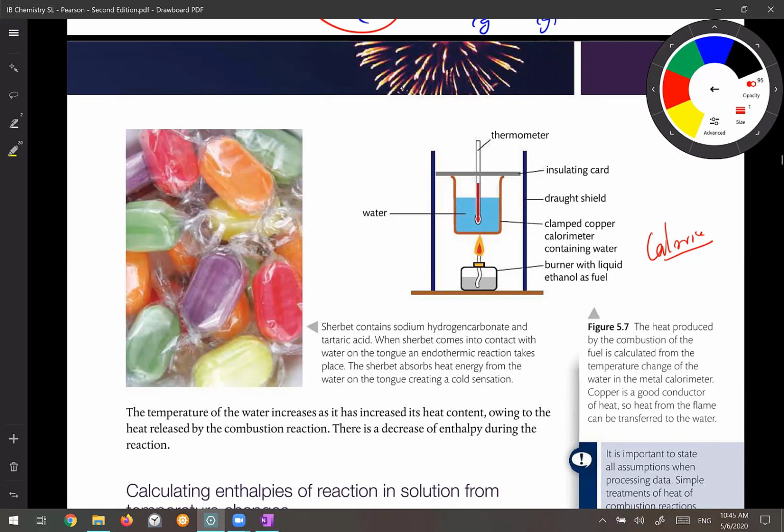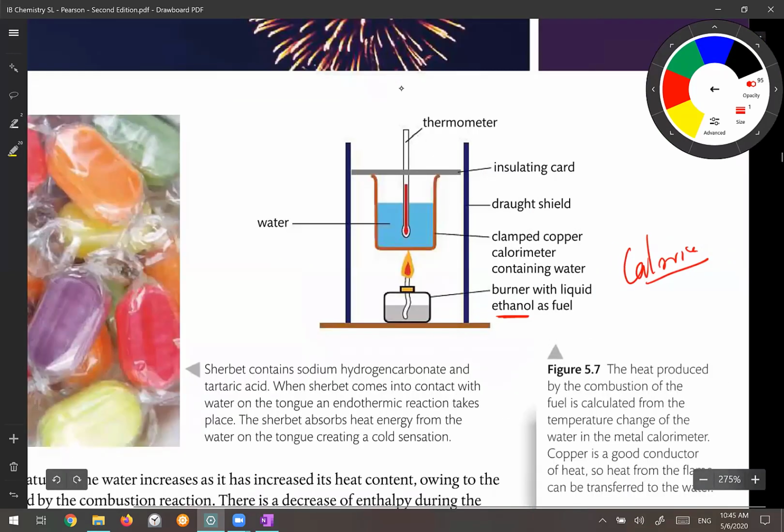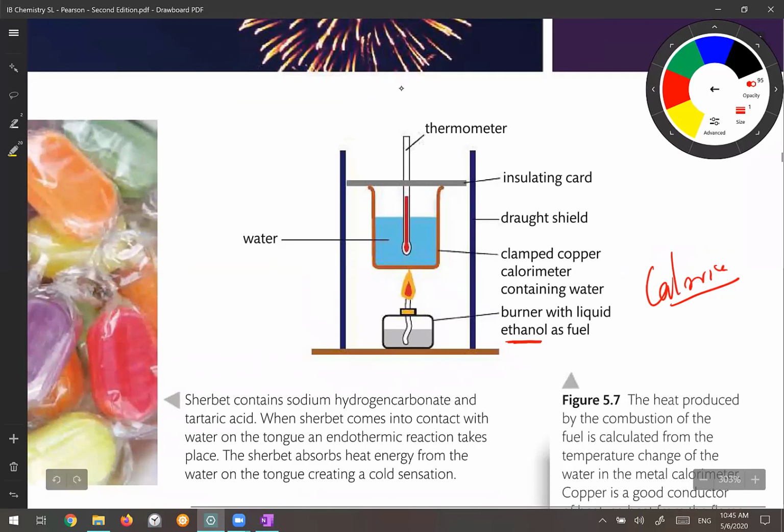Suppose you want to measure the standard enthalpy of combustion of ethanol. Ethanol is an alcohol. If you burn the alcohol, it releases a lot of heat. So we can find the standard enthalpy change for the combustion of ethanol. This device, which you see here, is a calorimeter, and we use it for measuring the delta H of combustion of ethanol. What do you have inside this burner? Here you have ethanol. You burn the ethanol. You know that combustion is an exothermic reaction.